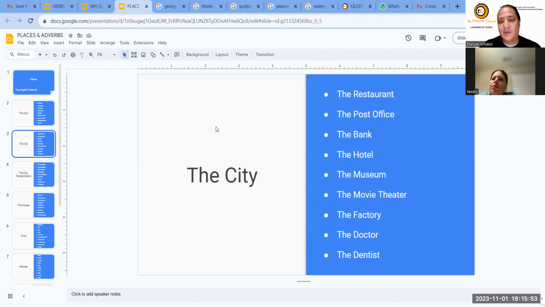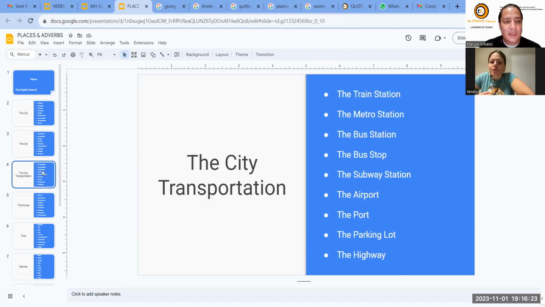Now some other places in the city are these ones. The restaurant, the post office, the bank, the hotel, the museum, the movie theater, the factory, the doctor, the dentist. So those are places that we can find in the city.